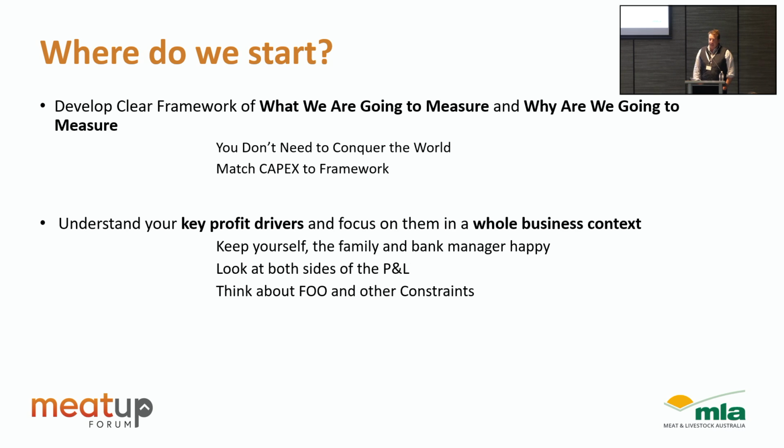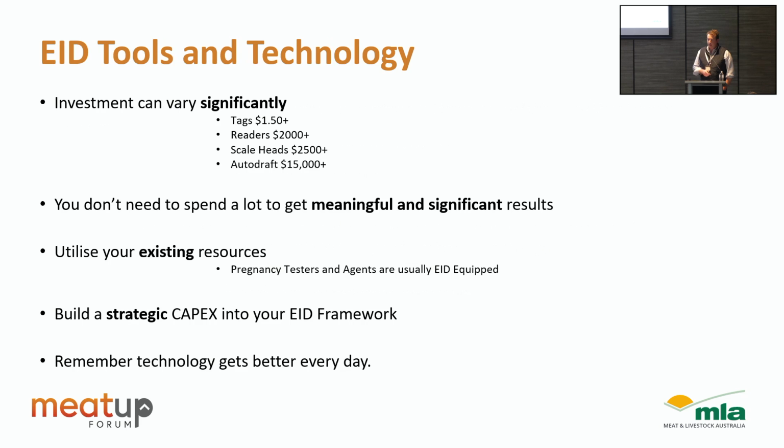Make sure you understand your key profit drivers, so fertility for me, and within the whole business context. So you look at both sides of the P&L and think about your feed on offer and other constraints within the business. As I said, investment can vary significantly. Tags are around $1.50 for the ones I've got down here, right up to some of your auto draft technologies. So you don't need to spend a lot to get meaningful results. We start out with a $2,000 reader, which is pretty cost effective.